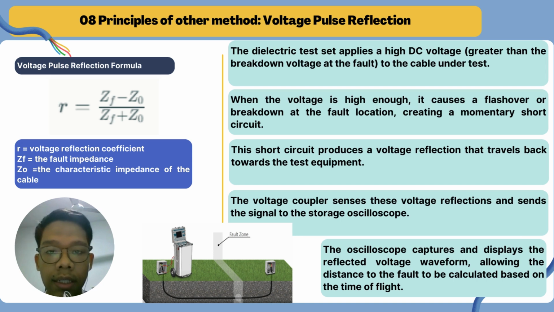So this method uses the formula for multiple reflection, which is R equal to (ZF minus Z naught) over (ZF plus Z naught), where ZF is the fault impedance and Z naught is the characteristic impedance of the cable. And then lastly, the oscilloscope captures and displays the reflected voltage waveform on the computer, allowing the distance to the fault to be calculated based on the time of flight.